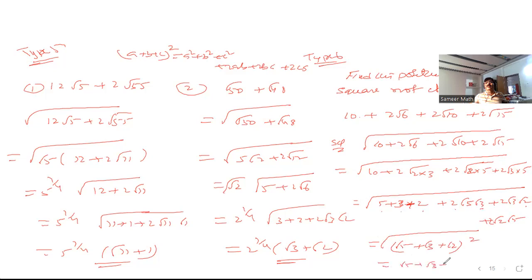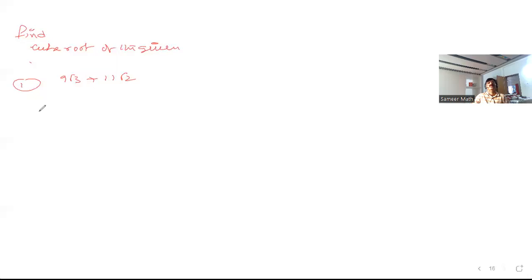I would like to do one method, one problem. I did it. The rest you please try. Okay, we'll move on to the next one: how to find cube root. Now you see this. This is very, very important. Okay, we are coming to the end of the journey.